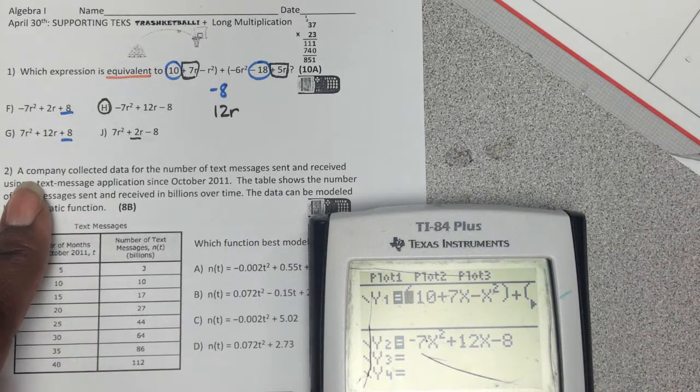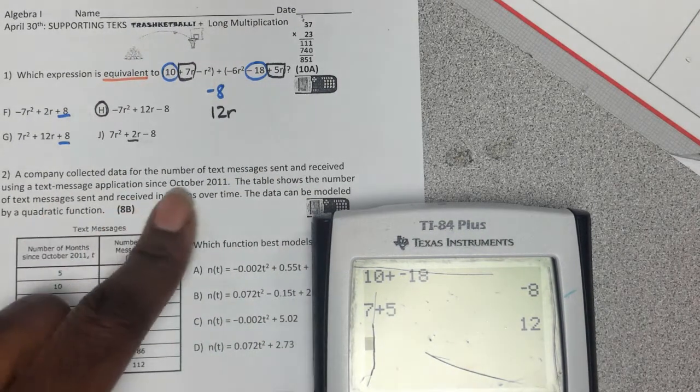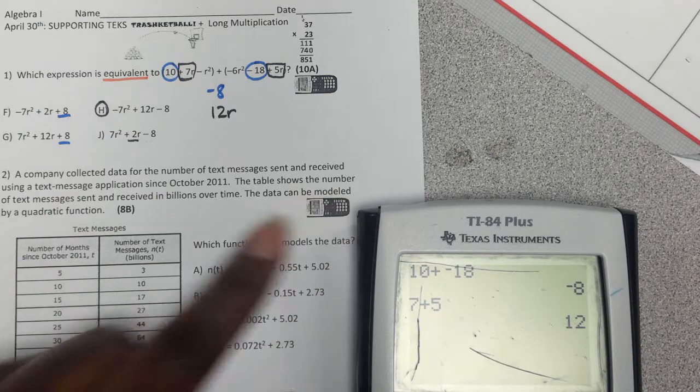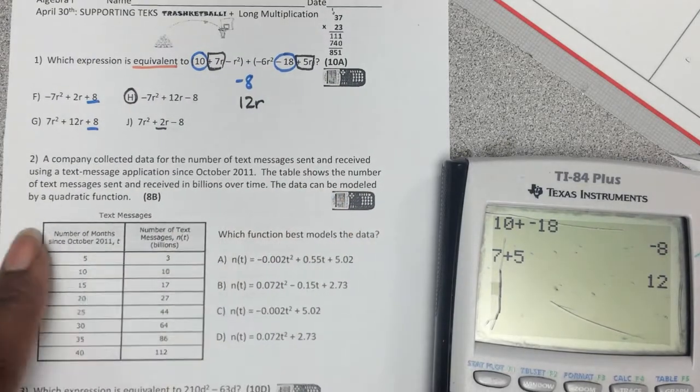Now, number 2, a company collected data for the number of text messages sent and received using a text. I don't really care about that. The table shows the number of text messages sent and received in billions over time. The data can be modeled by a quadratic.